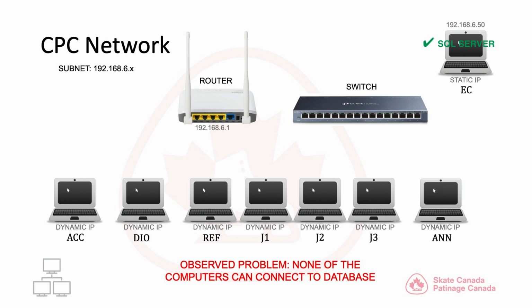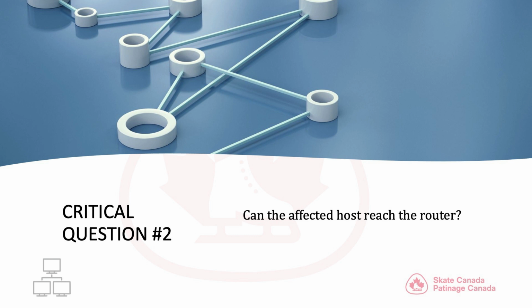Now, still working on the EC computer, the next thing to check is whether you have a network route between the EC laptop and the router. If there is no network connection between the EC and the router, or if that connection is being blocked because of a firewall, then none of the LTS computers would be able to connect to it. So this may well be the source of the problem. This takes us to our second critical troubleshooting question. And that question is, can the affected host reach the router?